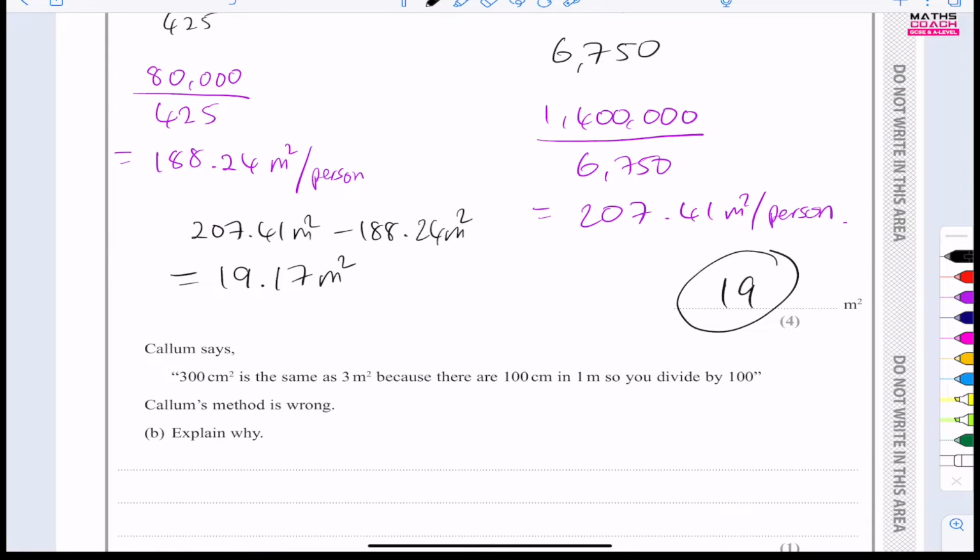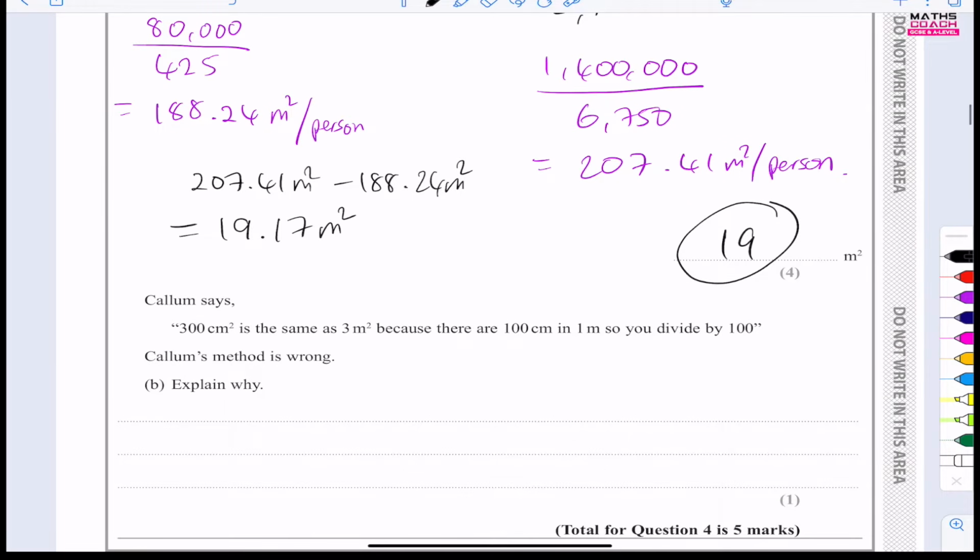So that's your answer. The next part of this question, Callum says 300 centimeters squared is the same as 3 meters squared, because there are 100 centimeters in 1 meter, so you divide by 100. Callum's method is wrong. Explain why. Well, forget about what Callum says. Let's just focus on 1 meter. In 1 meter, how many centimeters are there? There's 100 centimeters.